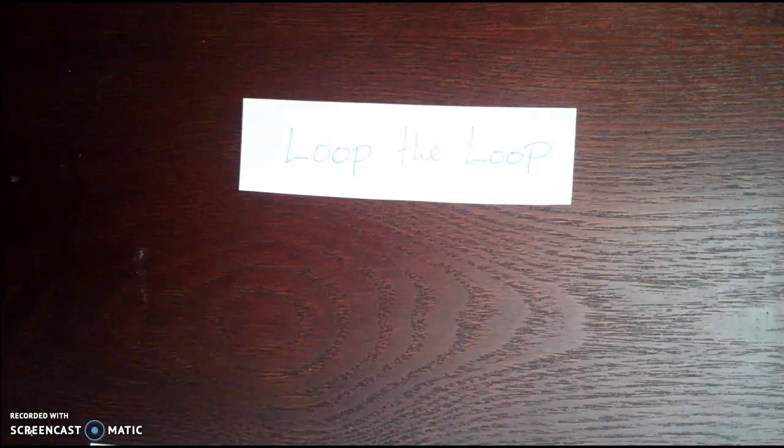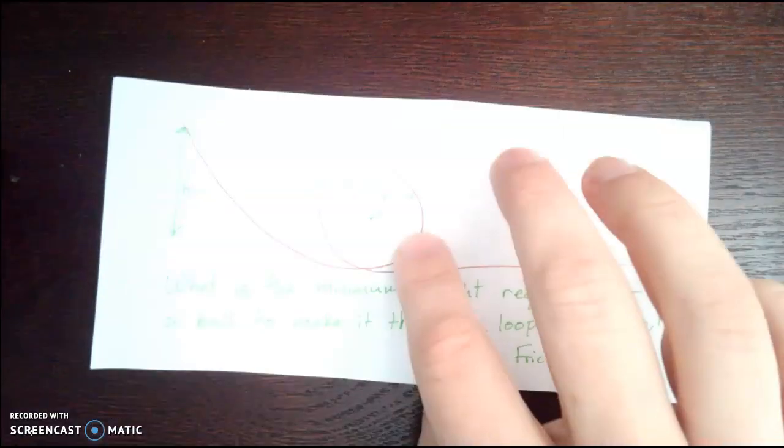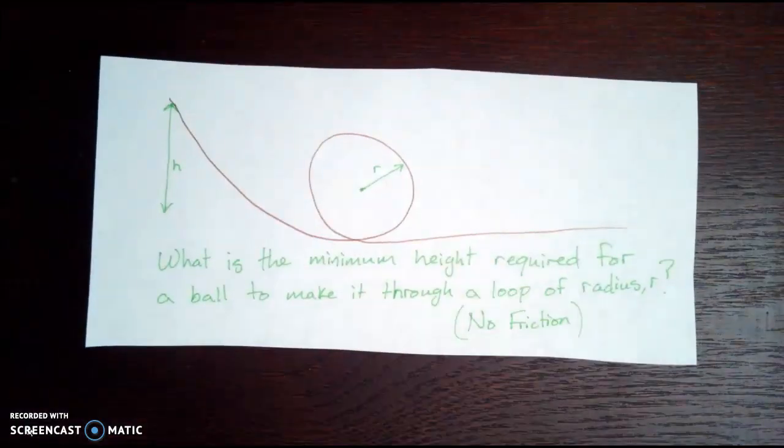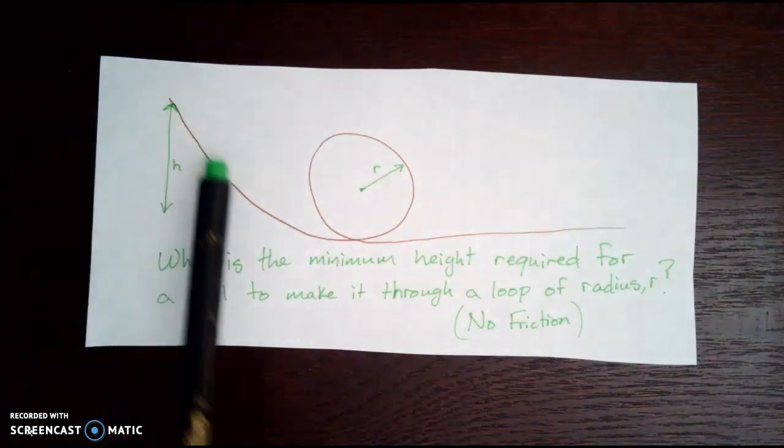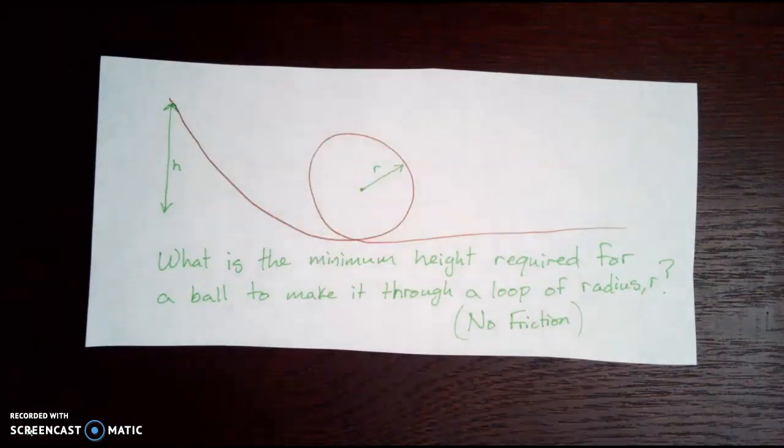Hey everybody, let's take some notes on loop the loop. So let's suppose we have a loop the loop that starts with a ramp. So we go from the ramp down through the loop, and we want to successfully do that. But we want to know what is the minimum height that we need to make it through that loop. And we're going to assume that we don't have any friction. So in order to figure out how to do this, we've got to do some physics.